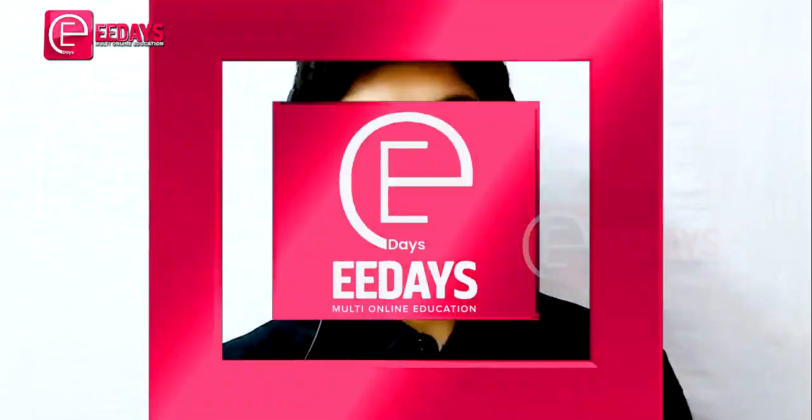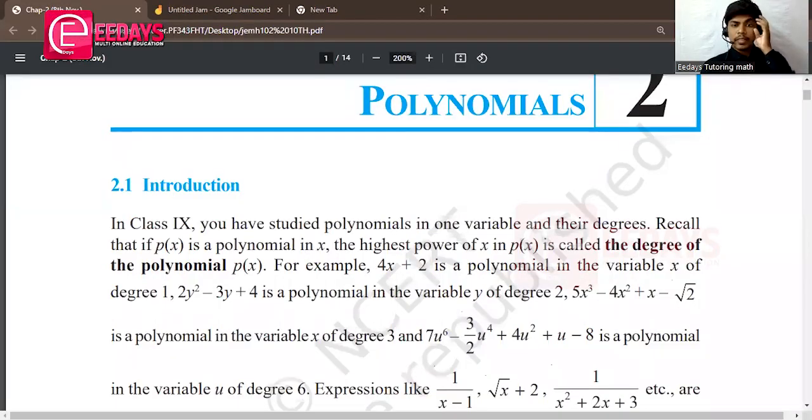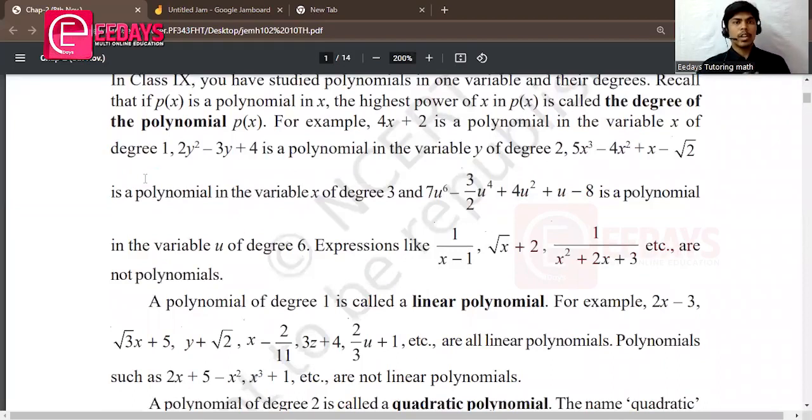All right, that's it. So let's get started with our session, the continuation of polynomials, where we stopped yesterday. Yesterday we discussed the degree of a polynomial and the types of polynomial. The first is the types of polynomial based on the degree. If the degree is 1, we call it a linear polynomial.